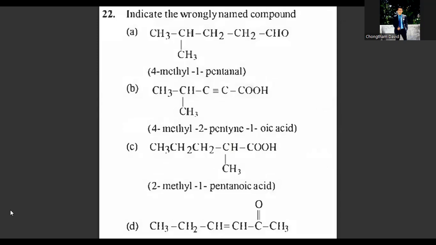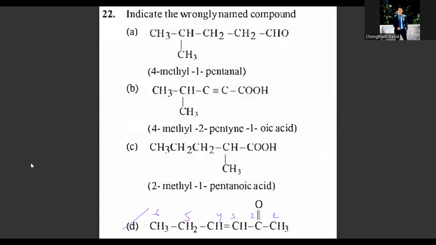Indicate the wrongly named compound. When you do the counting from the right side to the left side, 1, 2, 3, 4, 5, 6. This becomes hex-3-yn-2-one. This is the incorrect one.